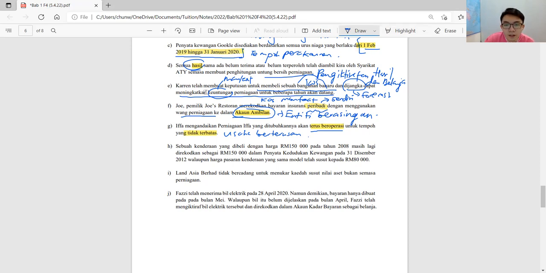Sebuah kenderaan yang dibeli dengan harga $150,000 pada tahun 2008 masih lagi direkodkan sebagai $150,000 dalam PKK pada 31 Disember, walaupun harga pasaran kenderaan yang sama telah disusut kepada $18,000. Can you see or not? I already gave you the contoh. Even though the harga dia sudah jatuh, we still record dengan harga yang dibeli. So yes, Shiva, Shini, and Harish, you are right. The answer is prinsip cost. This is the contoh for prinsip cost.